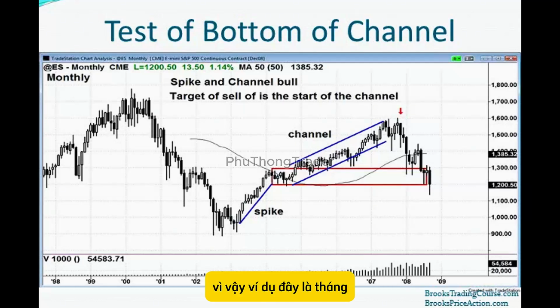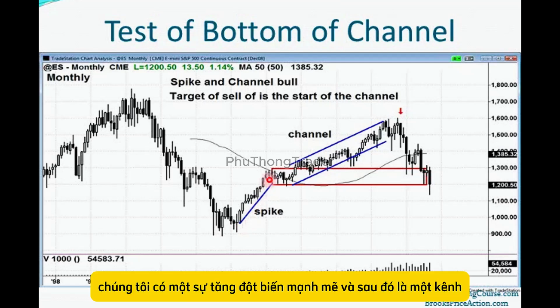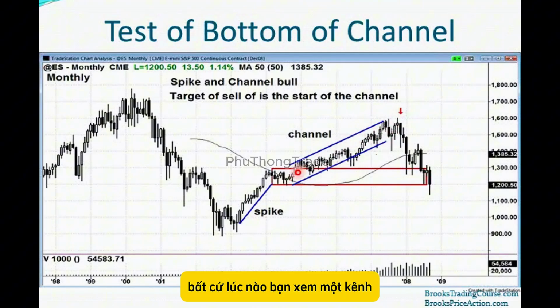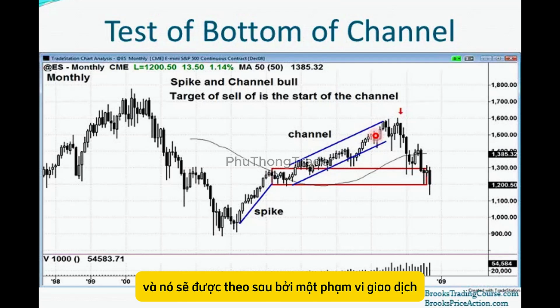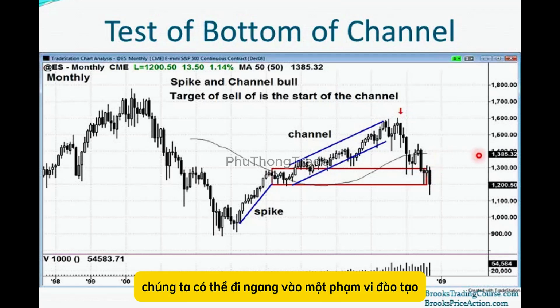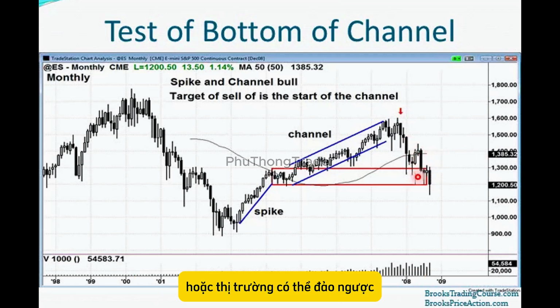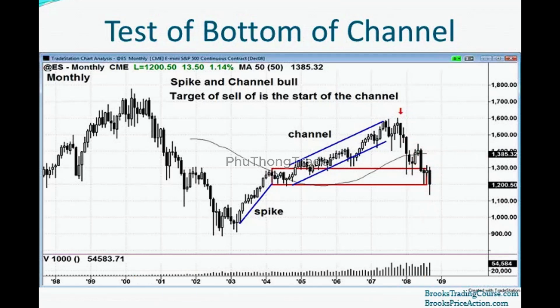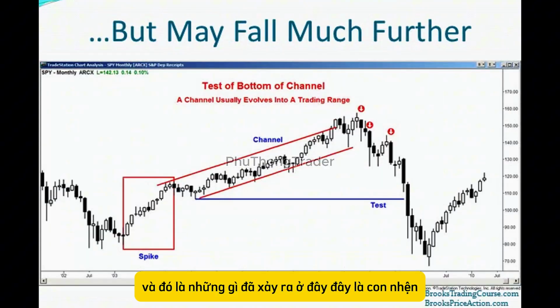So for example, this is the monthly E-mini futures contract. We have a strong spike up and then a channel. Anytime you see a channel, a bull channel, you assume it's a bear flag and that it will be followed by a trading range. At some point you'll look at this and say, oh, it's part of a trading range. And the market usually comes back to test the beginning of the channel. It can bounce there and the trend can resume. We can go sideways into a trading range, or the market can reverse. And that's what happened here.